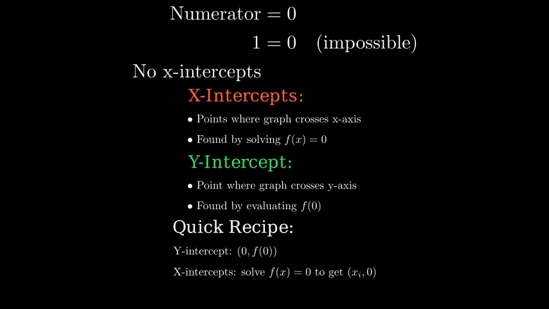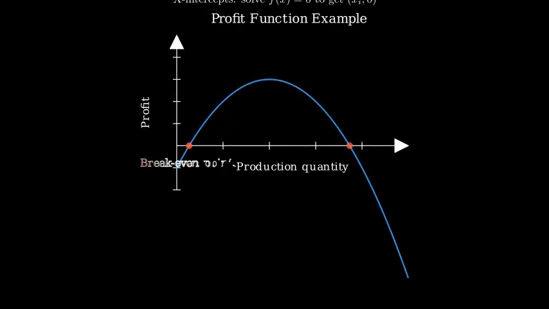For the y-intercept, evaluate f of 0 to get the point (0, f of 0). For x-intercepts, solve the equation f of x equals 0, and each solution x sub i gives an x-intercept at the point (x sub i, 0). Understanding intercepts helps us sketch graphs quickly and provides important information about the behavior of functions. For example, x-intercepts tell us where a function equals 0, which are often important in real-world applications.